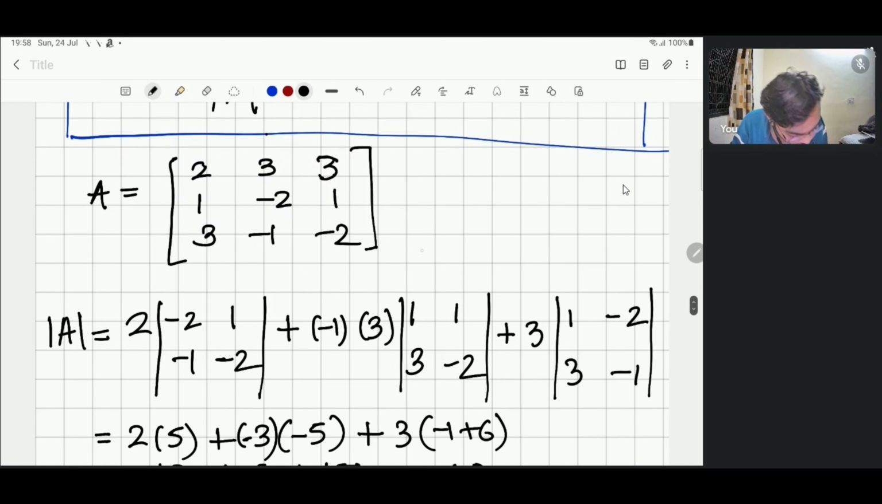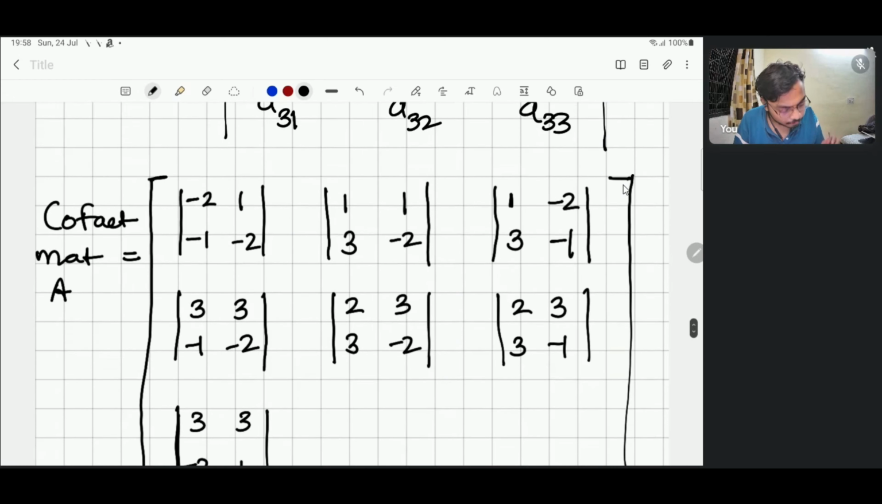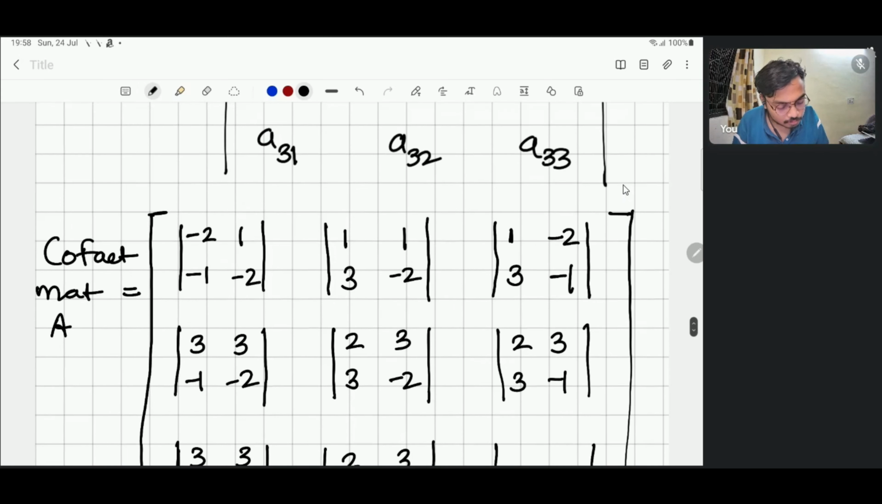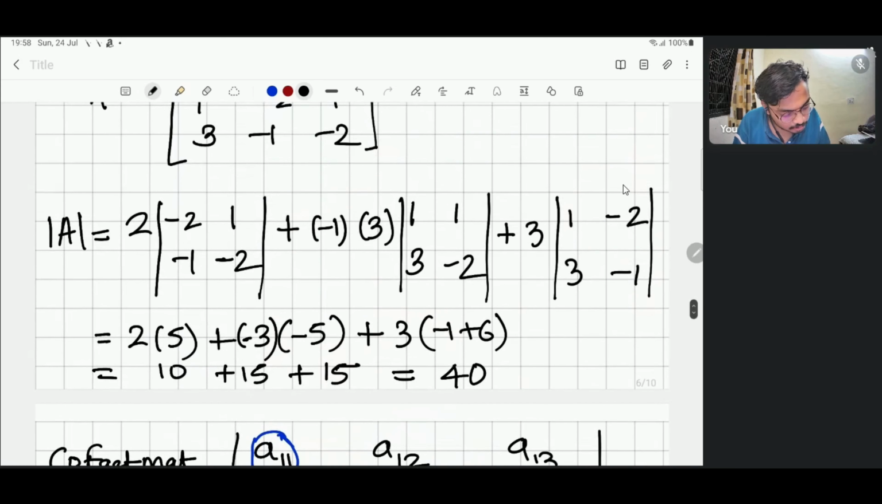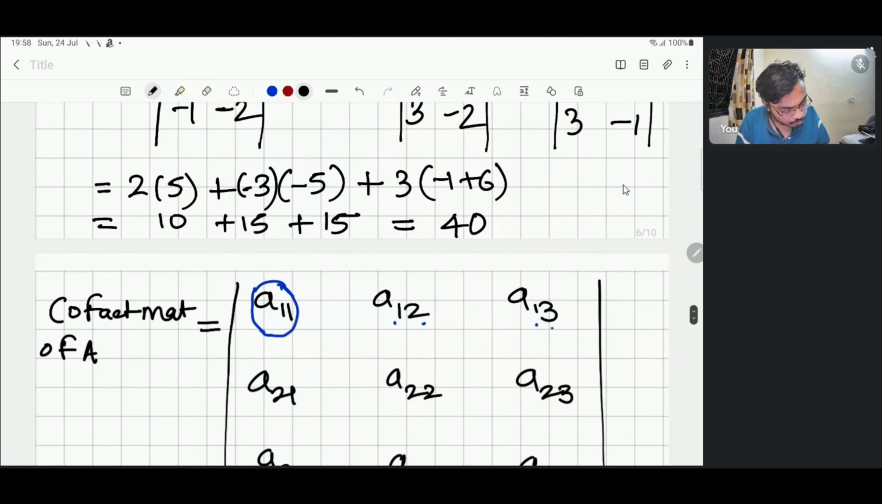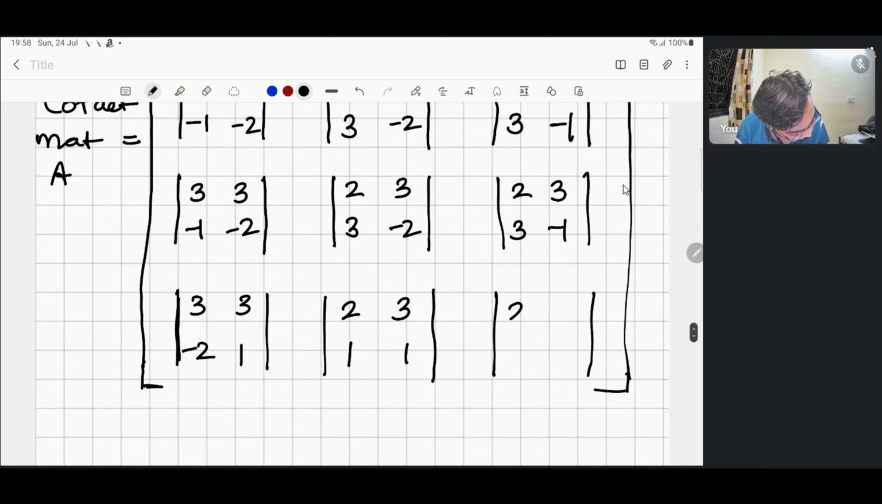What we'll do is close the third row and the second column, we get 2, 3, 1, 1. And the last element, third row, third column: 2, 3, 1 minus 2.